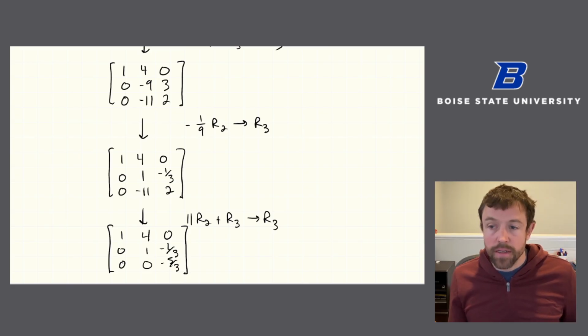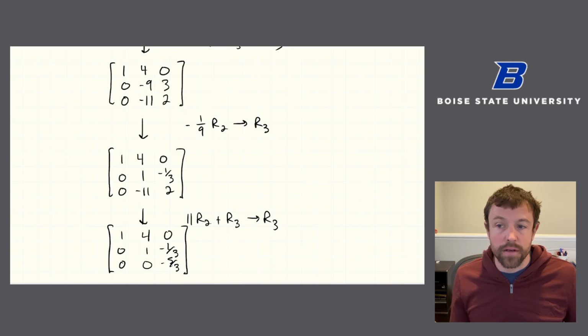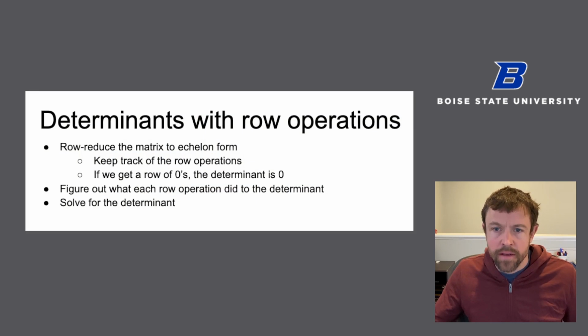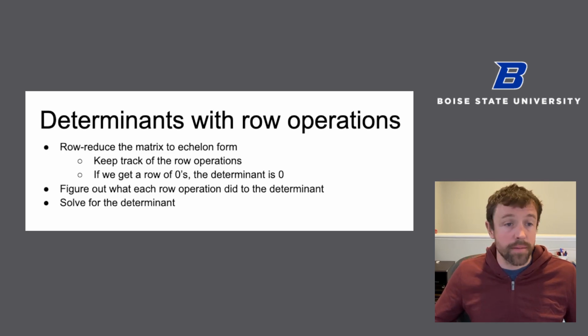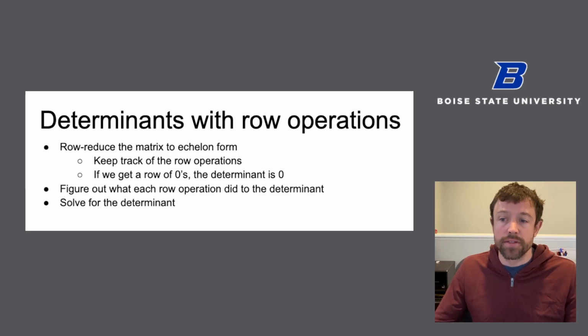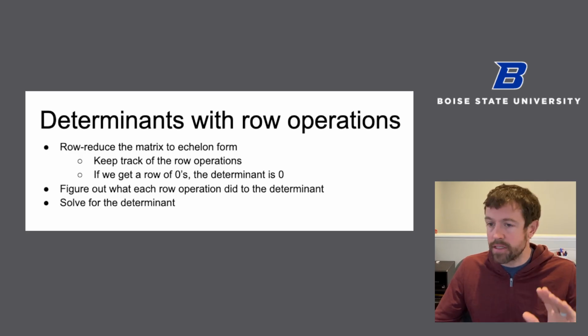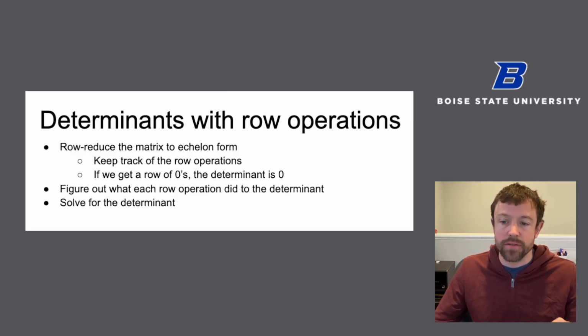I could keep going, but there's actually no point, as we'll see. It doesn't help us at all to go any further. So I've completed step 1. I row reduced the matrix to echelon form. I kept track of the row operations, and I never got a row of zeros. If I had gotten a row of zeros, I just would have stopped. I would have said the determinant is 0. This is not an invertible matrix.